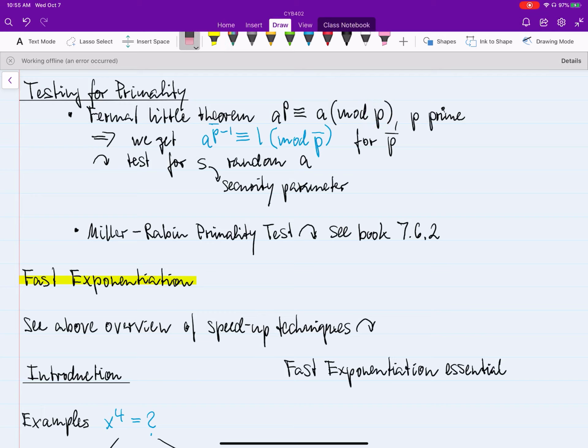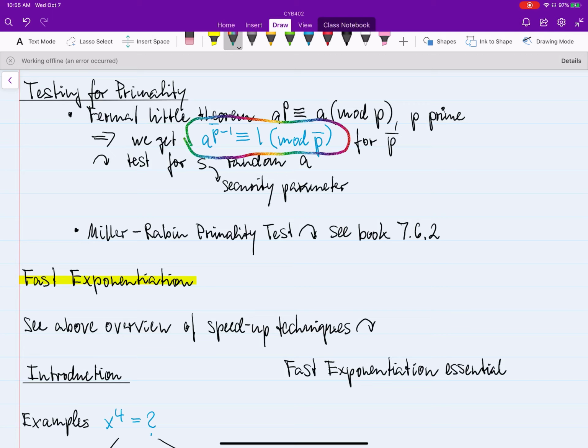So on the face of it, we could use Fermat's little theorem. We assume that p dash is a prime number, we can come up with different a's and check whether Fermat's little theorem actually holds. And obviously, we need to check many, many times.